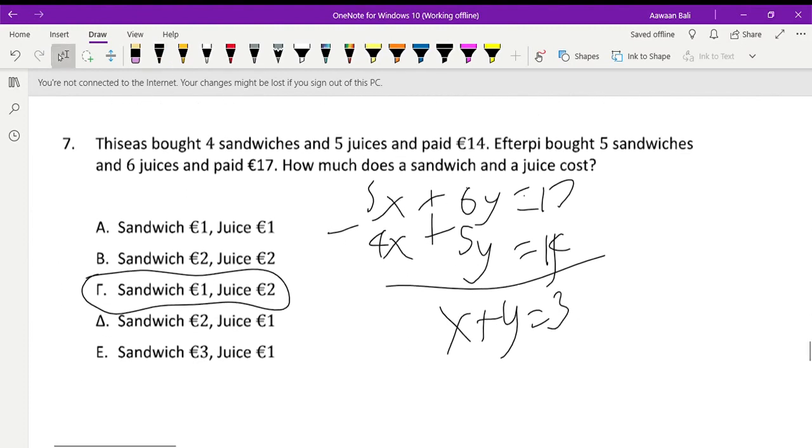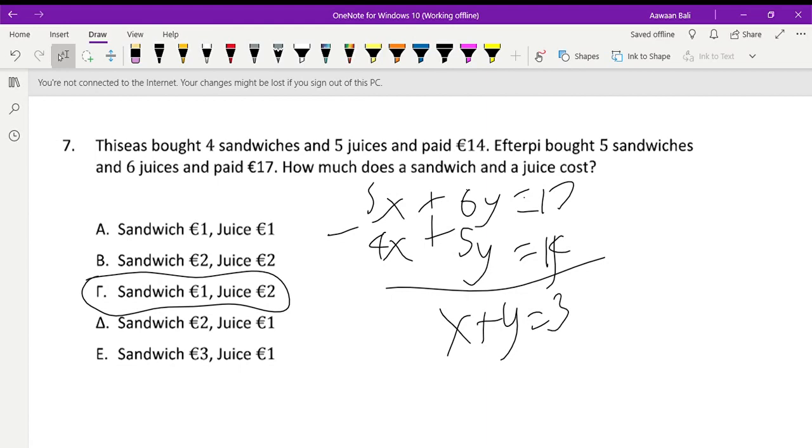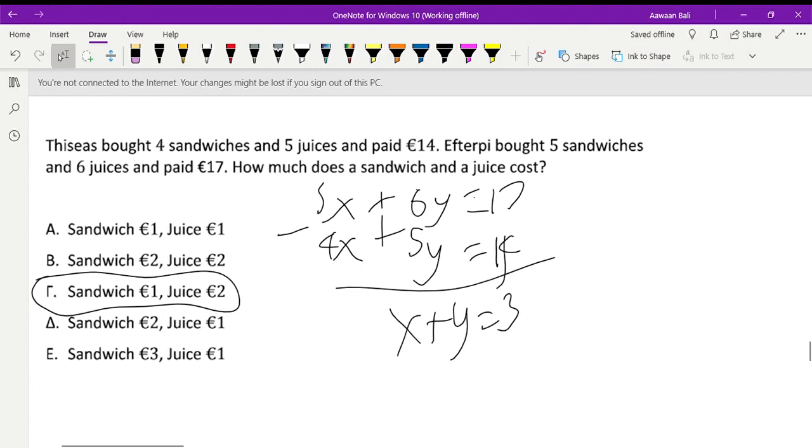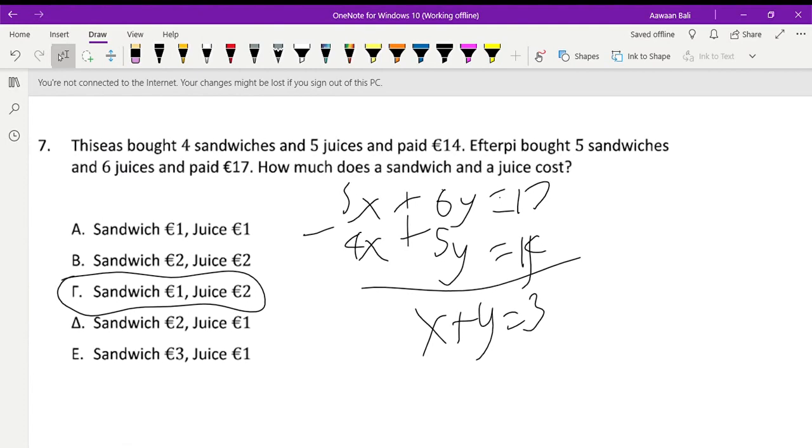Question number 7. Lysias bought 4 sandwiches and 5 juices and paid €14. Efterpi bought 5 sandwiches and 6 juices and paid €17. How much does a sandwich and a juice cost? For some reason, some people might decide to subtract and realize that if you subtract them to get x plus y, it is equal to 3, which means that they're all equal to 3. But that only cancels out one option, E, where the sandwich is €3 and the juice is €1.